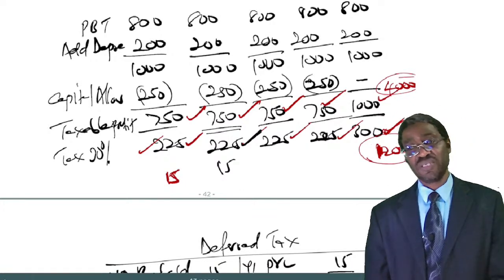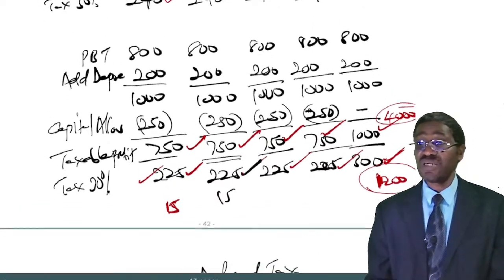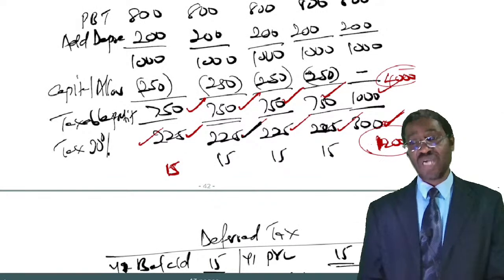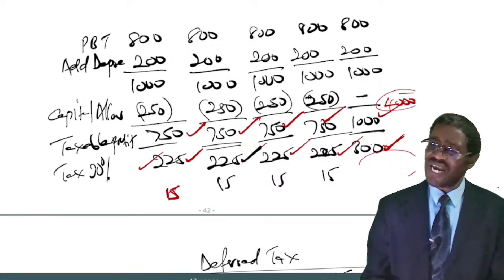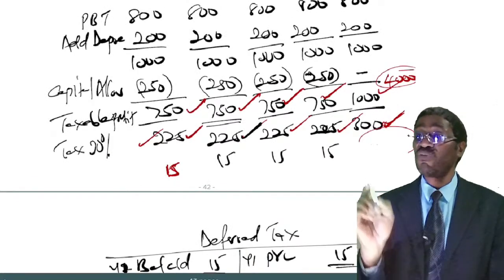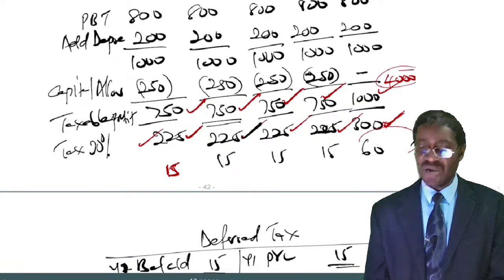15. Let us just do the thorough 3-5 years. In the 4th year, 3rd year, the same, 15. 4th year, 15. Look at the 5th year. While I thought I'll pay tax of 240, the taxman told me I'll pay him tax of 300. There's a difference of how much? 60. Now let's do it.